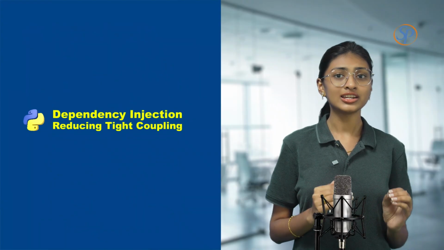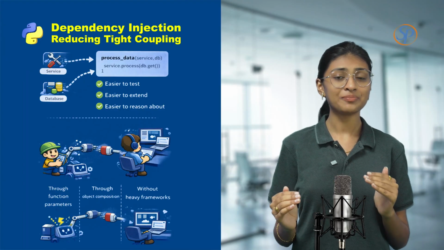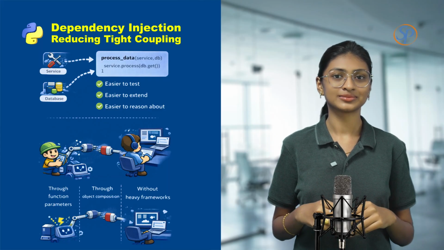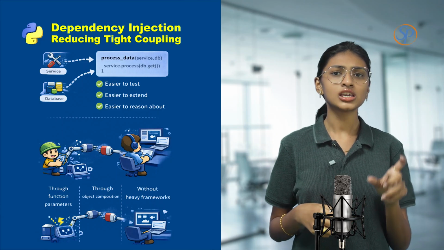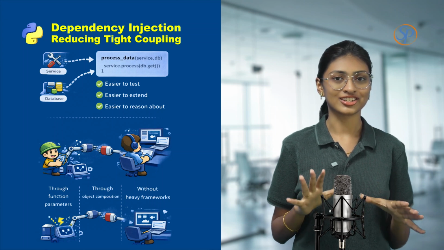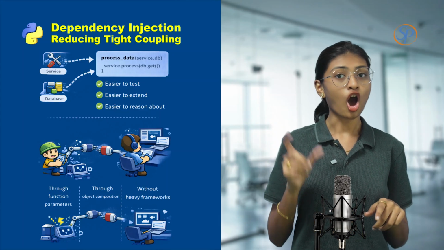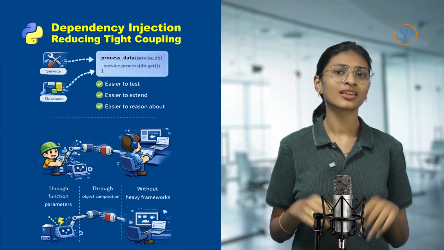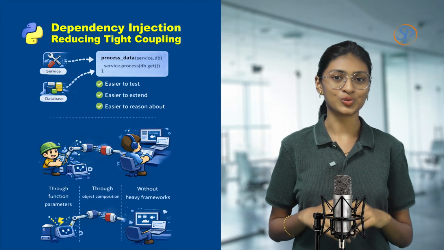Dependency injection, reducing tight coupling. Dependency injection means providing dependencies from the outside instead of creating them internally. This makes the system easier to test, easier to extend, and easier to reason about. Python supports dependency injection naturally through function parameters and object composition, without heavy frameworks. This is one reason Python systems remain flexible even as they grow.